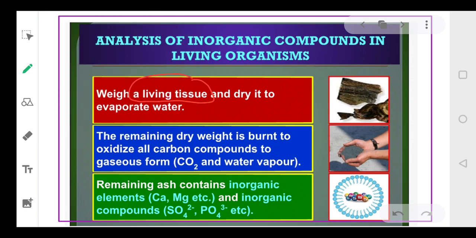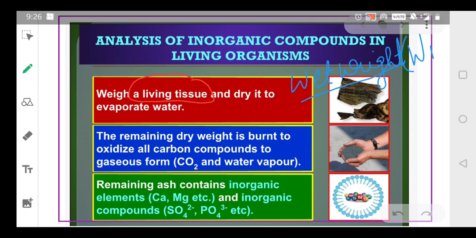Theek hai, hum uska weigh karenge. So this weight will be called wet weight. What do we call it? Wet weight. So humne tissue obtain kiya, us tissue ko weigh kiya, aur is weight ko hum kahenge wet weight. Now let's suppose this is W1. Your wet weight is W1.